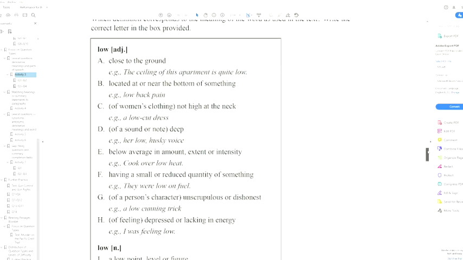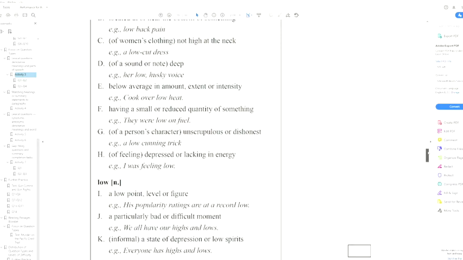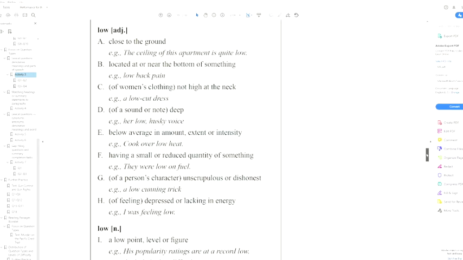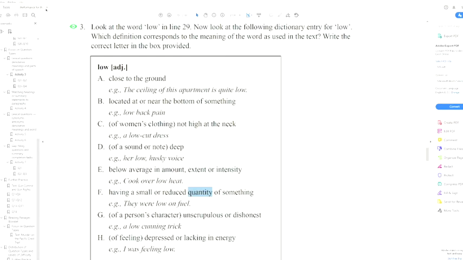Okay, well, first, would it be an adjective or a noun? It's definitely an adjective. Like you won't say that this is a low point in the movie, for example. No, this is the low amount of water. So it's an adjective. It won't be location. Now it's going to be quantity right here. That's the key word right there. Running low on water. So it's going to be letter F.